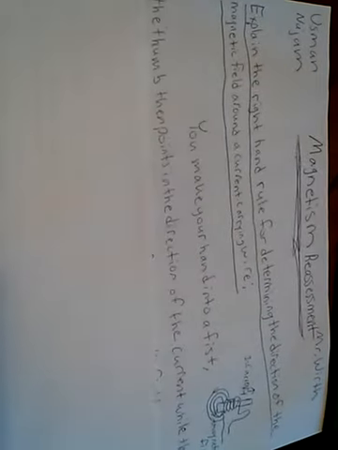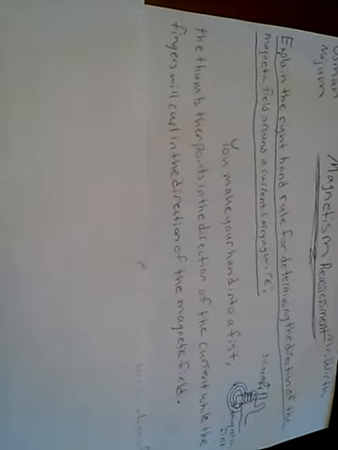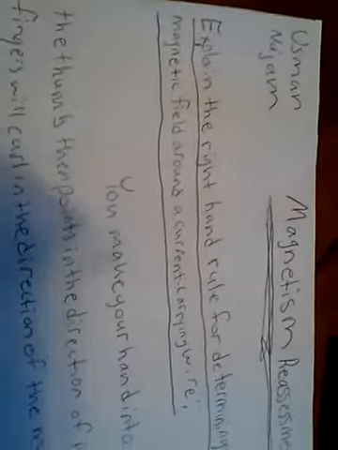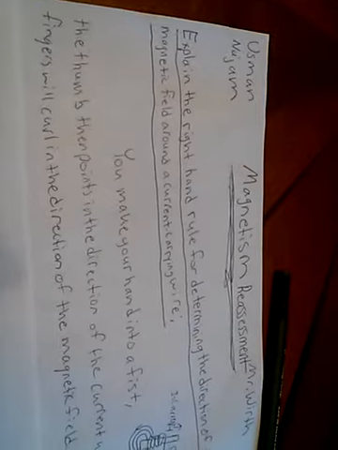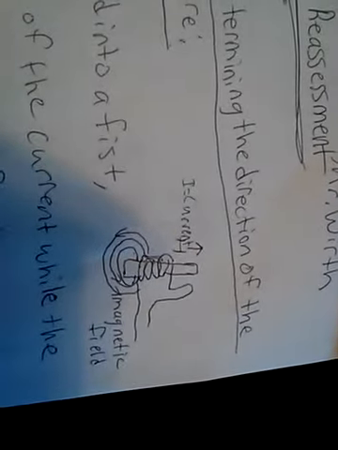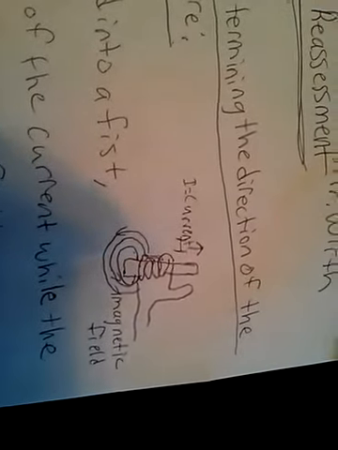So, these are two concepts that I got wrong on the test, and they were a very big and important part. So, this one is explaining the right-hand rule for determining the direction of the magnetic field around a current carrying wire. So, I drew this just to make it more clear.